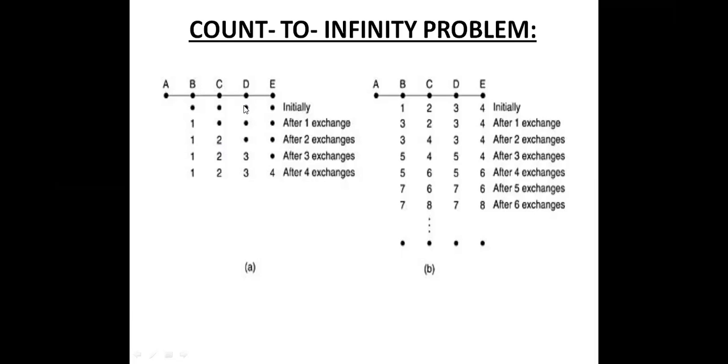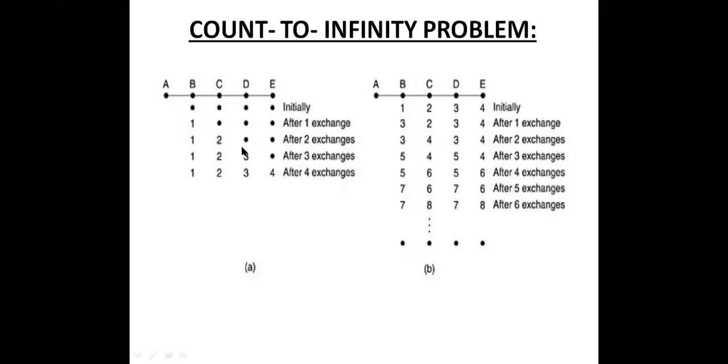D also doesn't know initially how to reach A. But based upon C's information, D thinks that from me to C it is 1 hop, and from C to A it is 2 hops. So 2 plus 1 is 3. I can reach A with 3 hops, so it will update the table. Based upon this, E thinks, okay, I cannot have a direct route to A, so I need to follow D. What is the distance from D to A? It is 3 hops. From E to D it is 1 hop. So 1 plus 3 is 4. So E might think that it can exchange information to A within 4 hops.